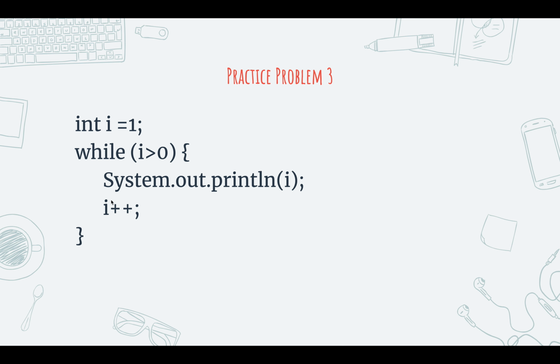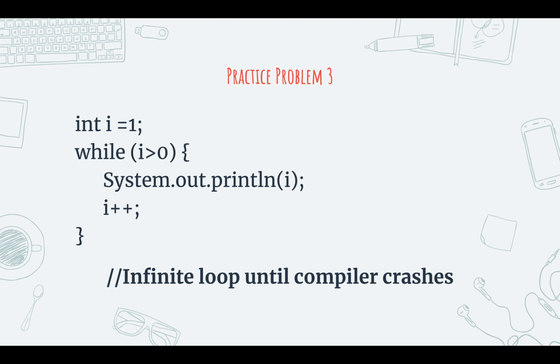Alrighty, let's go back to the Boolean expression. i is greater than 0, 3 is in fact greater than 0. So now we have 1, 2, 3 printed out. Now I want you to think about this. Since i is greater than 0 and we keep incrementing this, will this ever be evaluated to false? No, it won't. This will be an infinite loop until the compiler crashes, until the compiler's like, oh my god, I'm done with this. It's going to continue doing it until it crashes.